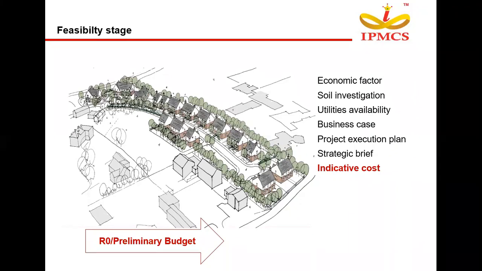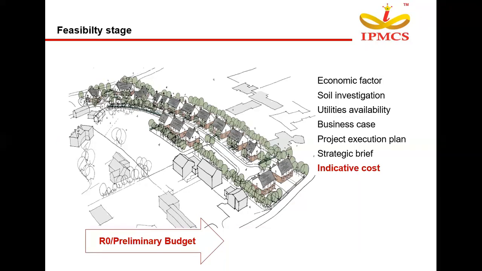Once they are clear with the economic factor, they will start with the soil investigation of the project, and they will also cross check the utilities availability. Utilities availability is cross checking what is available, like if it is a construction project, what are the nearby areas, and what are the nearby facilities available for transportation, for purchasing, etc.